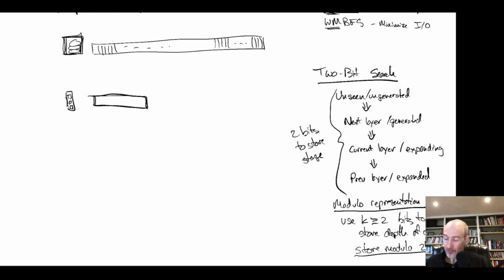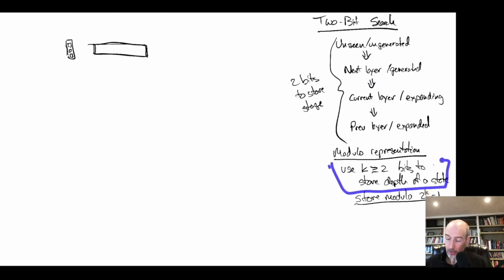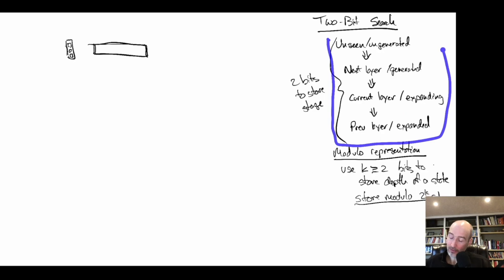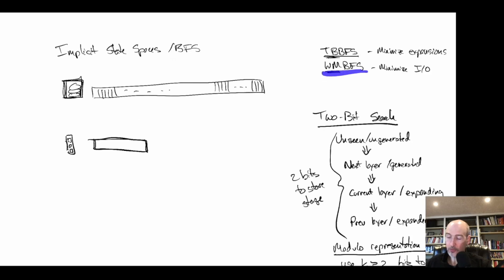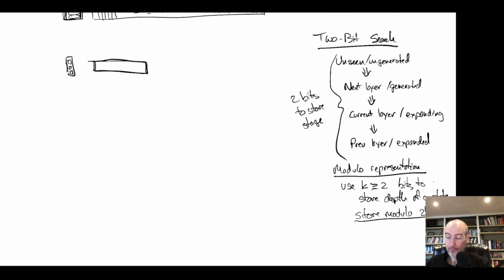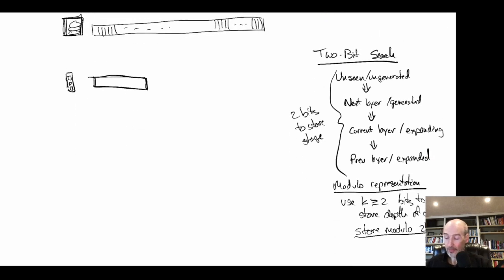So there's some trade-offs here. If you use a modular representation, you can end up re-expanding states because you can't tell. You won't necessarily know for a particular value where it stands, but practically speaking, we'll get something like the same results here. If you want more details on that, you can look at the Write Minimizing Breadth First Search paper, which describes the way that this can be done and the trade-offs in detail.